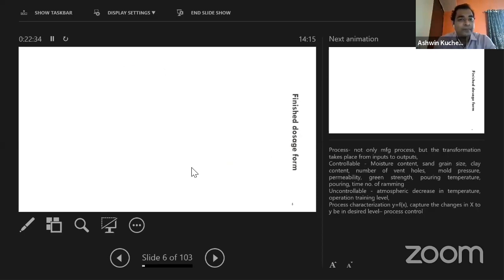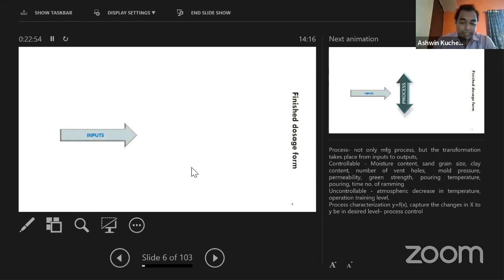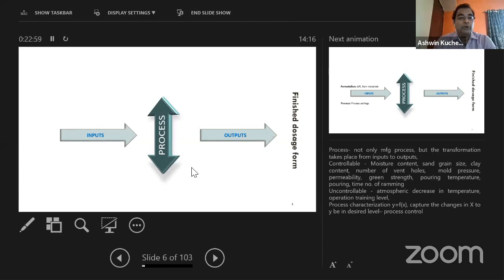The process model is this: I want to prepare a finished dosage form. It may be of any dosage form. It may be a solid dosage form, a liquid dosage form, or any semi-solid dosage form. So let us understand that for developing a solid, liquid, or semi-solid dosage form, the first thing I need is inputs. The second thing I need is the process. And the third thing I need is the outputs.